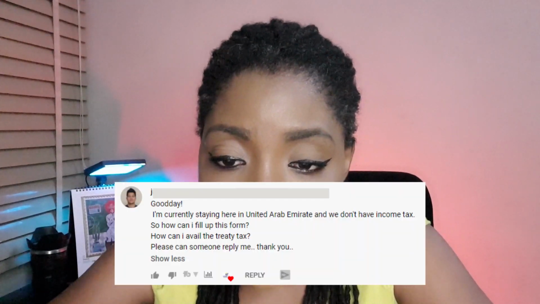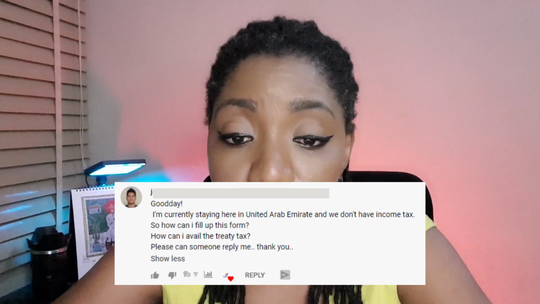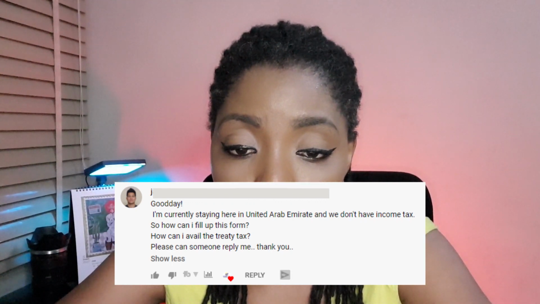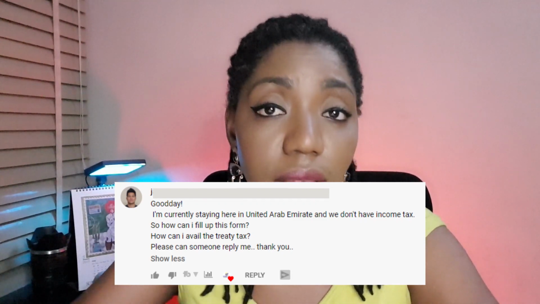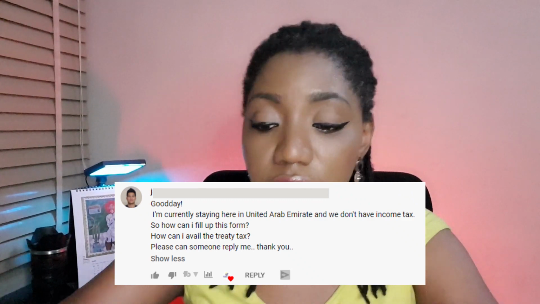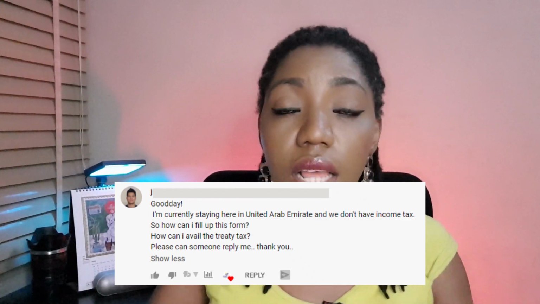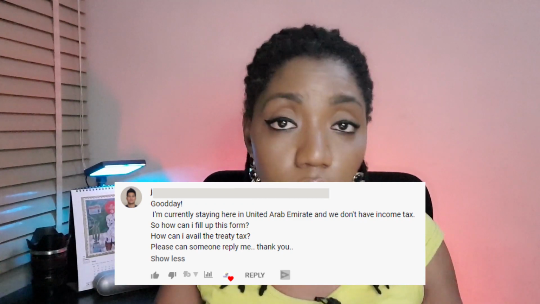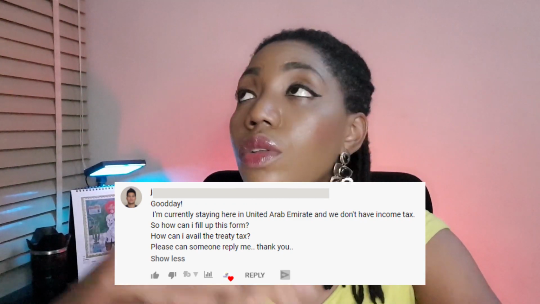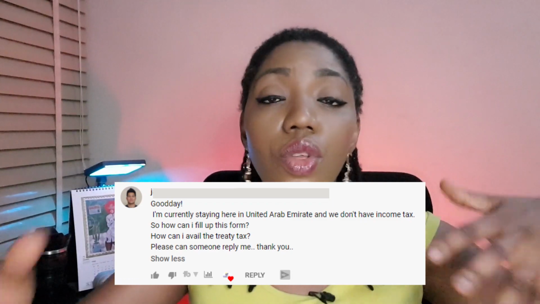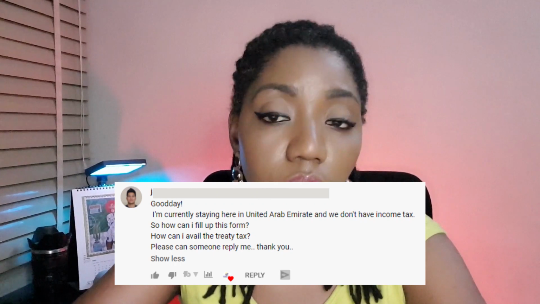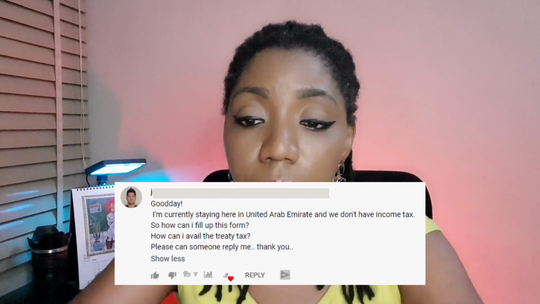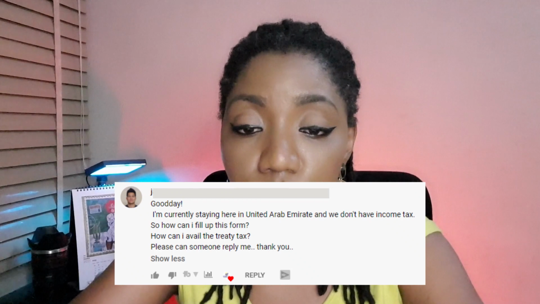Somebody's asking, I'm staying here in the UAE and we don't have income tax. So how can I fill up this form? If you don't have income tax, you would have a kind of taxation system in your country. Again, I said in different countries, this is called by different names. In the US, for instance, it's called Social Security number. In the UK, it's called National Insurance number. So you want to find out what this is called in the UAE and work with that. Please check online again and you will find what applies to your country. And I wish you luck with that.